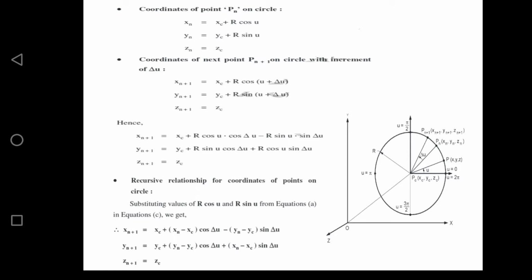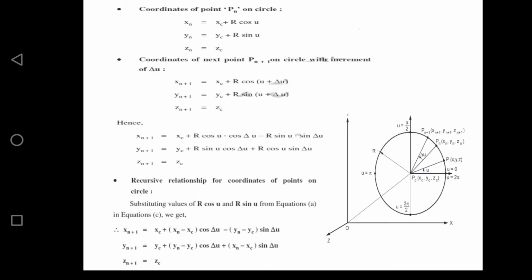If I have an angular increment of delta u, I am going to form a new point called Pn plus 1. So this Pn is a starting point or a normal one, and if we have an angular increment delta u, I am going to have a different point Pn plus 1, having coordinates xn plus 1, yn plus 1 and zn plus 1, and the angle difference between Pn and Pn plus 1 is delta u.